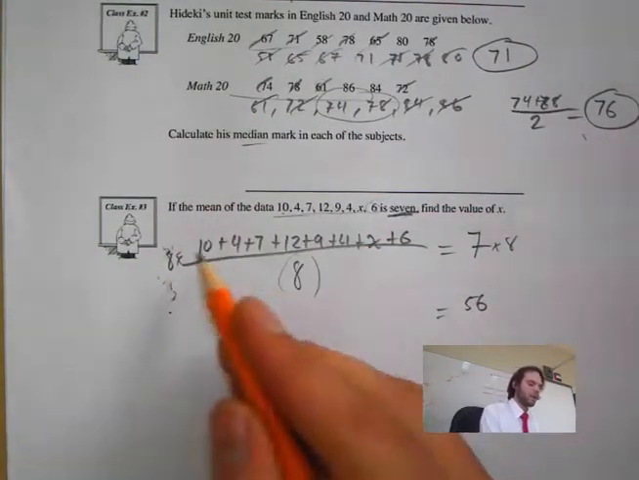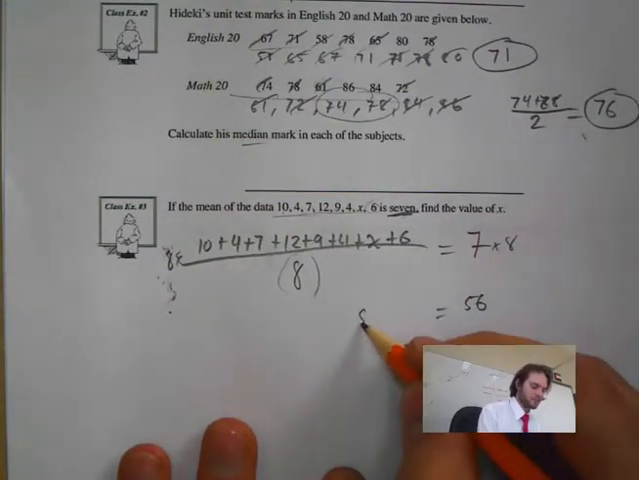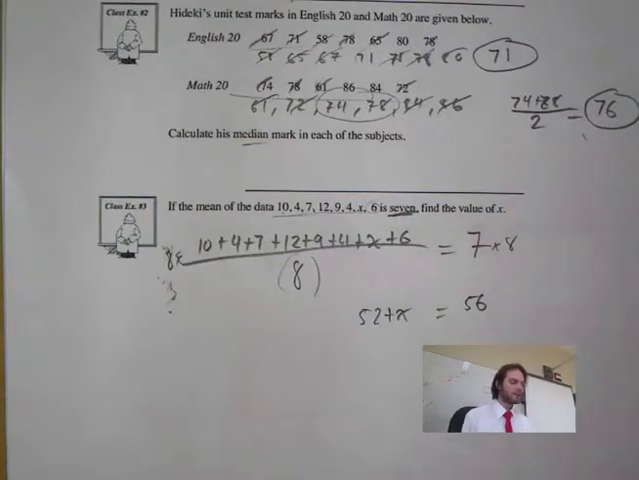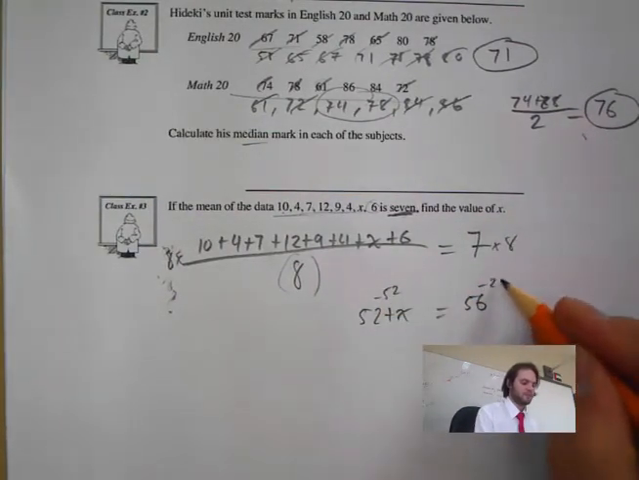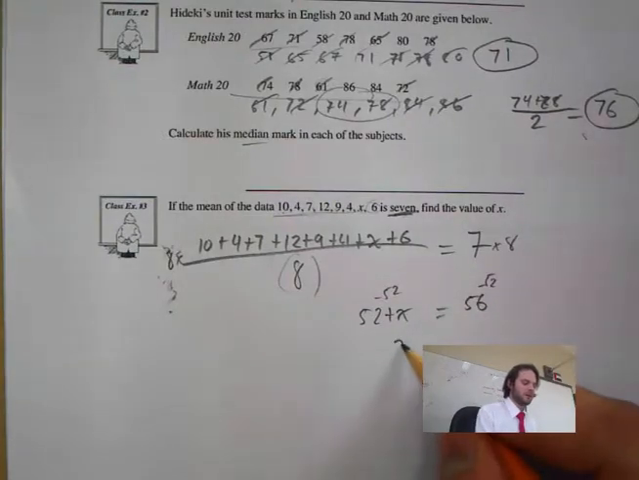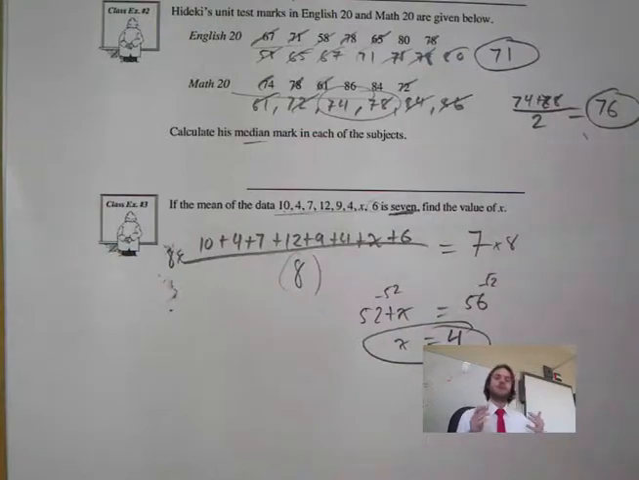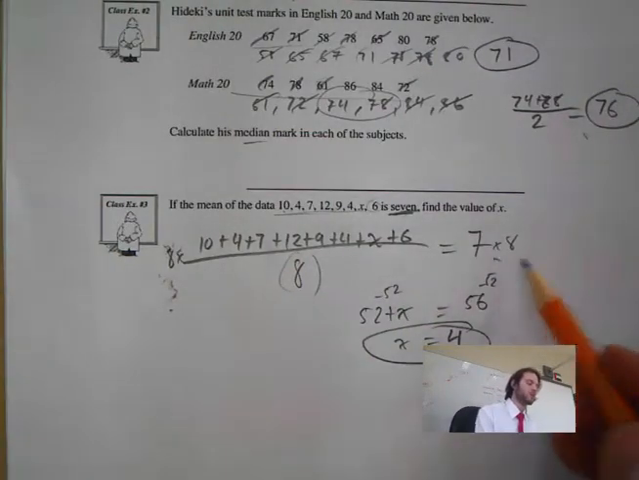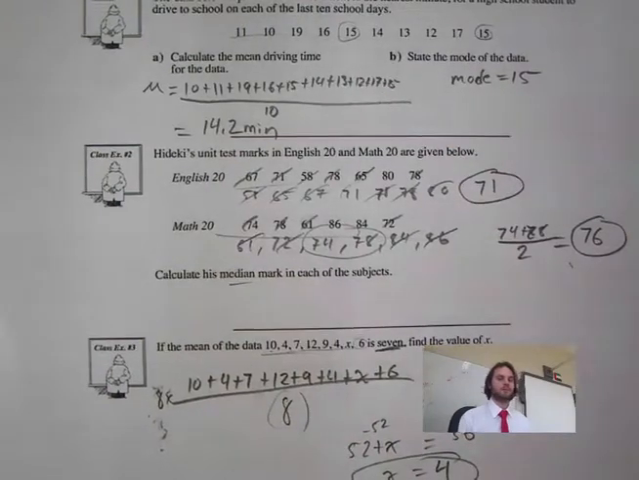Okay? Now, I'm going to add all of this together. That is going to end up giving me 52. Now I'm going to subtract 52 from both sides. That's going to give me x is equal to 4. And that's it. So we found the data point because we knew the mean, so we just worked backwards from the question up here. Okay?